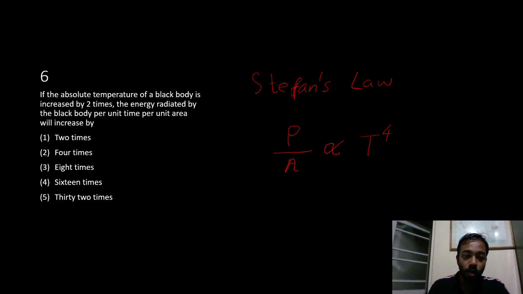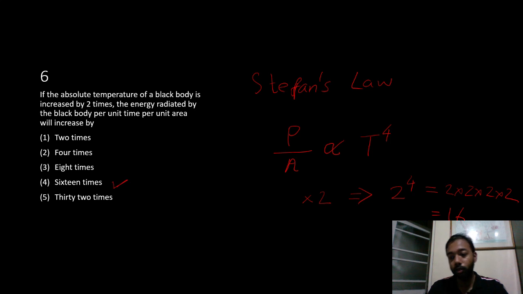So if this absolute temperature is increased by 2 times, then the power radiated per unit area will be increased by 2 to the power 4 times, which is equal to 2 times 2 times 2 times 2, or 2 times 2 is 4, 4 times 2 is 8, 8 times 2 is 16. So the correct answer is answer number 4, 16 times.